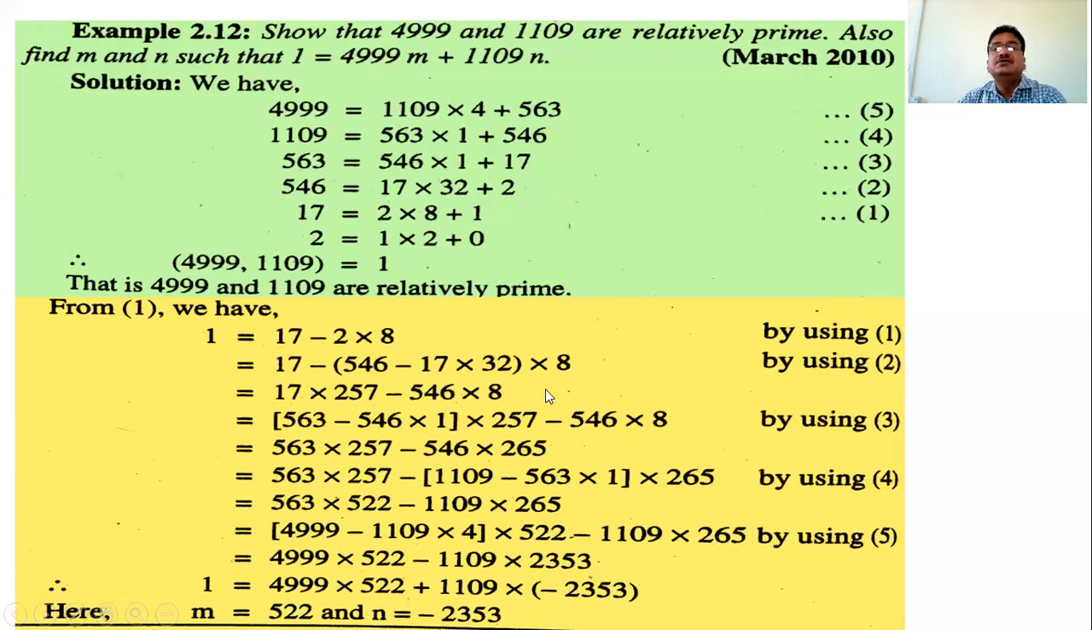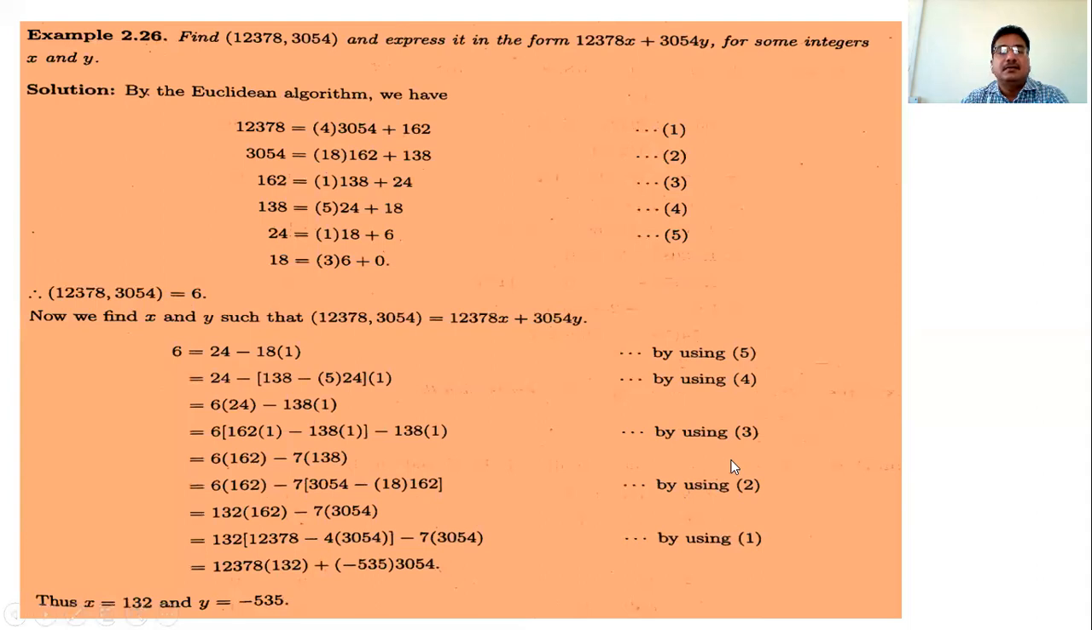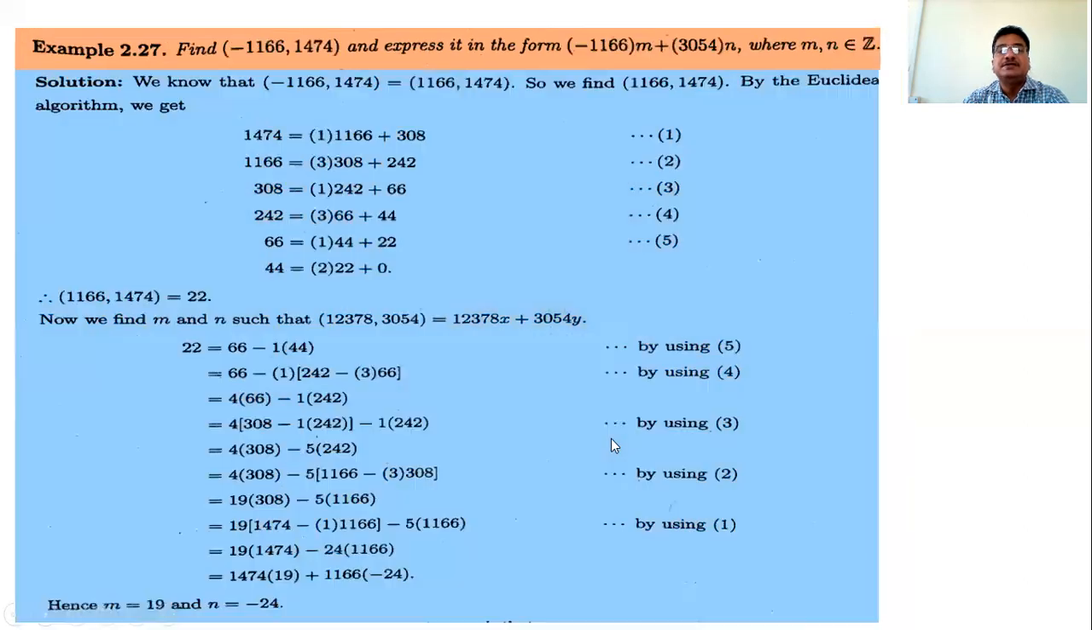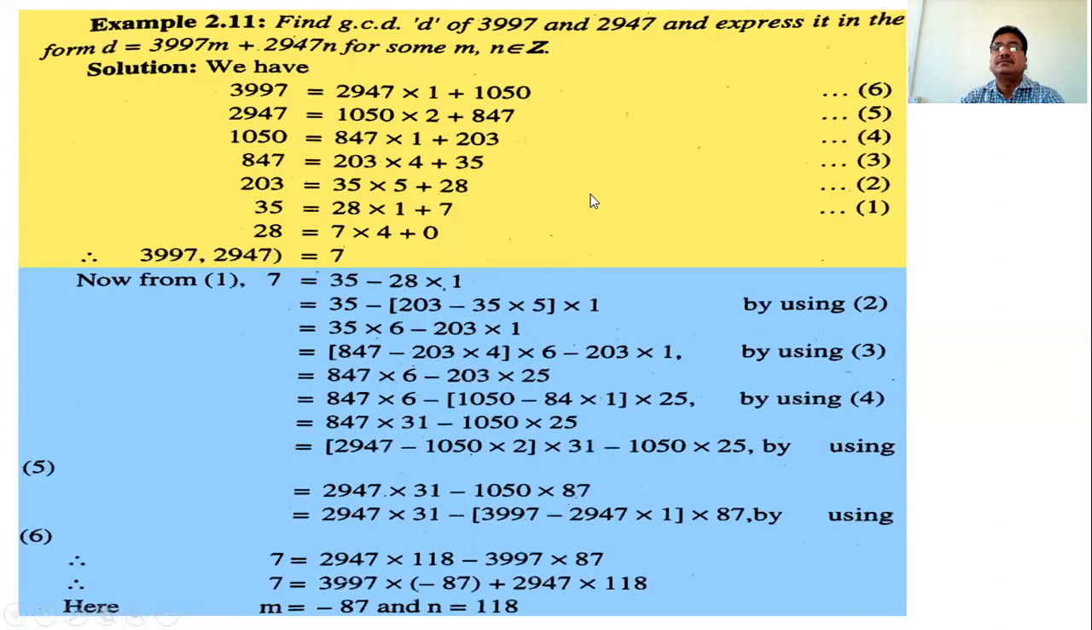So these two numbers are relatively prime. So again, the same type of example. We will see all the remaining examples of greatest common divisor in the next lecture.